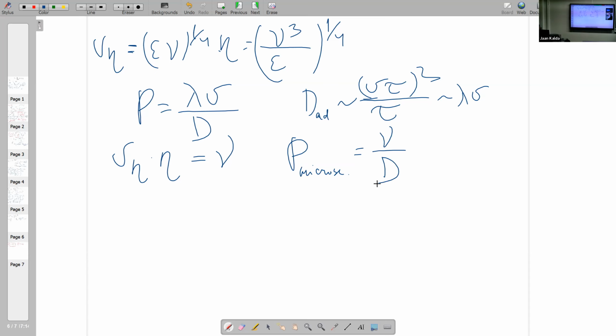I'm always having a little bit of difficulty: do we say this is the Schmidt number, or 1 divided by this is the Schmidt number? But well, it's a ratio of two things: molecular diffusivity and viscosity.